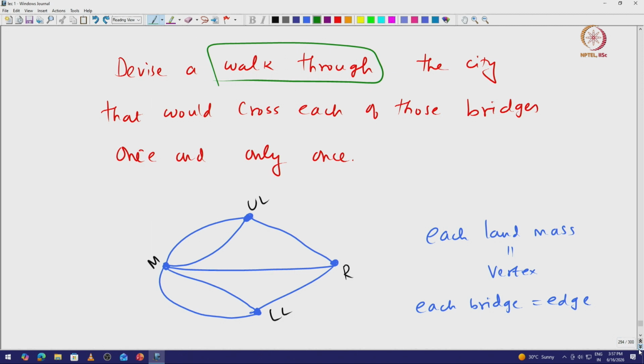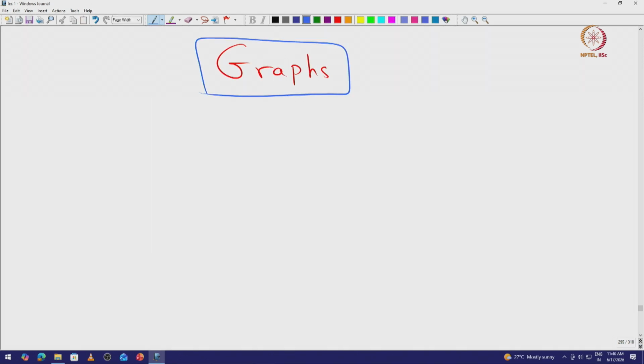Okay. So, what I plan to do in these few lectures, maybe 1 or 2 hours of lectures, is to introduce basic graph theory and some basic terminologies that are used in graph theory. So, let us start with the basic definitions and then we will build from there. We will begin with the definition of graphs.